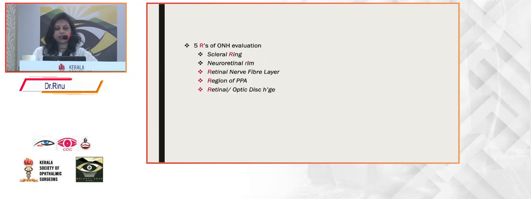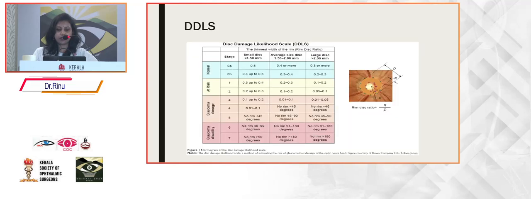So to summarize, these are the 5 R's which are important in the optic nerve head evaluation: the scleral rim, neuroretinal rim, retinal nerve fiber layer, region of peripapillary atrophy, and retinal or optic disc hemorrhage.